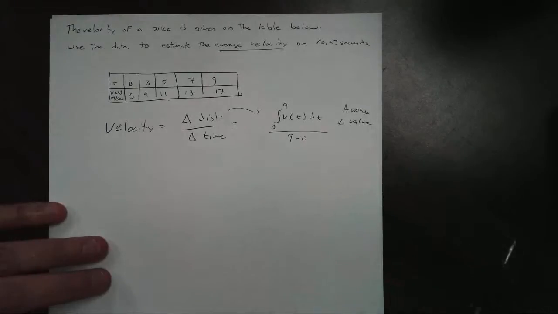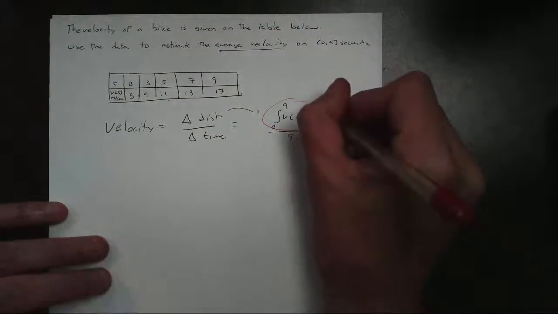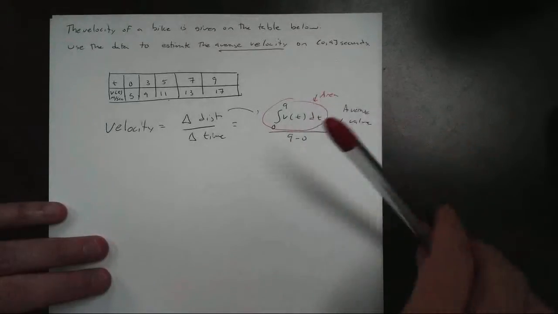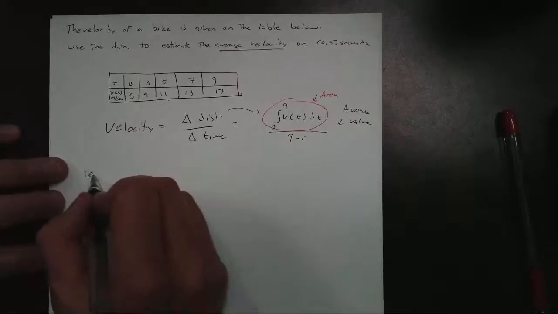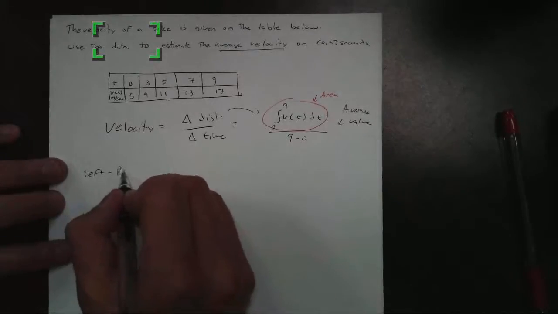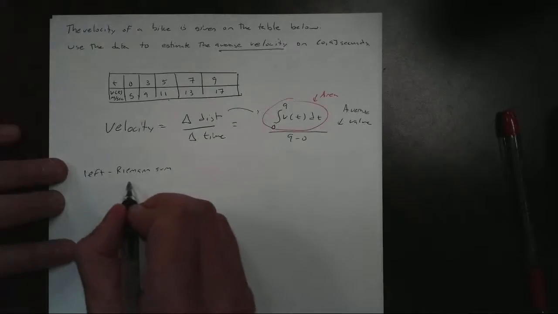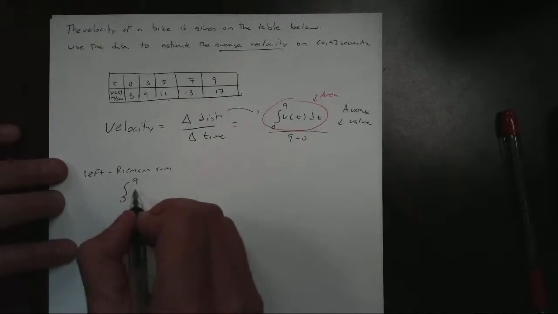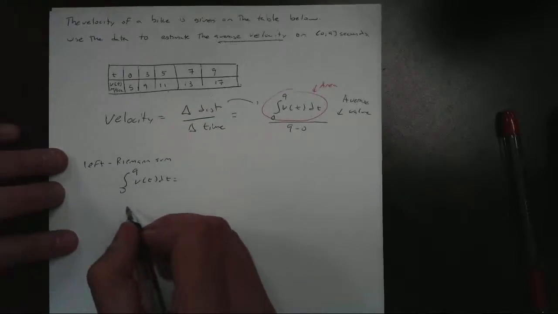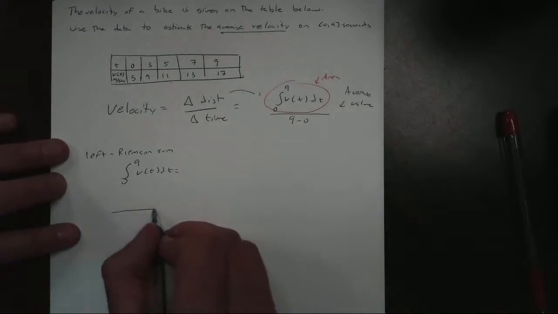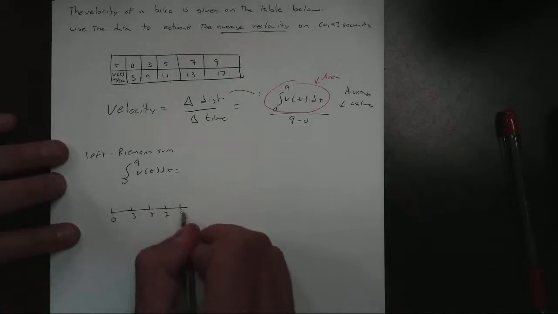Now, I just have to remember, how do I get this change in distance? It's an area problem. Now, they didn't tell me, so I get to make a choice, okay? So I'm going to choose a left Riemann sum here to get the area. In other words, that's going to give me the area from 0 to 9 of my velocity curve. Now, if I use my Riemann sum, I'm going to go 0, 3, 5, 7, 9.